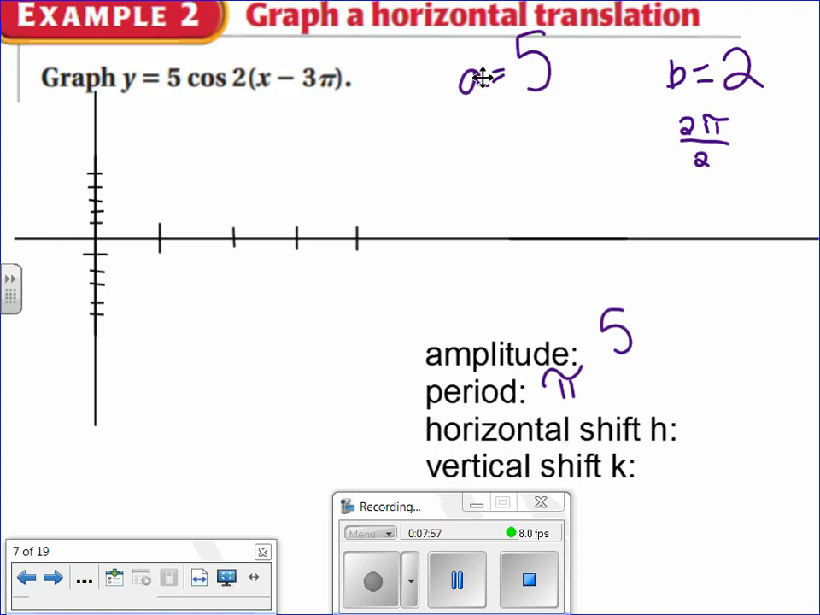What are you guys thinking about shifting? Any shifting occurring with this? Horizontally 3 pi. Now will it be 3 pi to the right or 3 pi to the left? Very good. 3 pi to the right. So you can kind of see I already have a pretty long line drawn out. That's a little information that we're going to be headed to the right. And vertical shift? None.